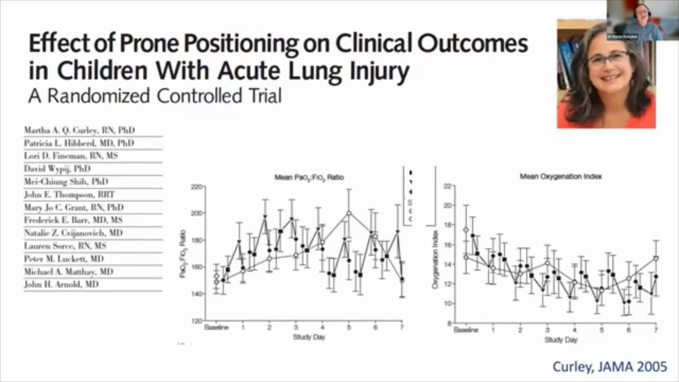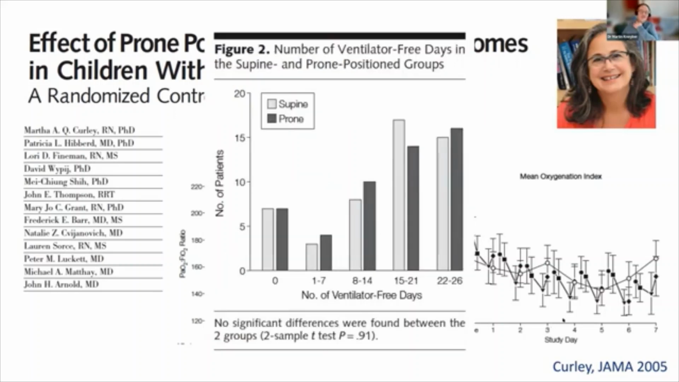For pediatrics, the same. This is the one randomized controlled trial that we only have, from Martha Curley, published in JAMA in 2005. But she also confirmed a strong improvement in PF ratio in those who were managed with prone positioning and a drop in the oxygenation index. But if she looked at ventilator-free days, which was the primary outcome, then there was no effect on ventilator-free days between supine and prone. So patients who were randomized to prone did not spend a shorter time on the ventilator compared with those who were randomized to supine.